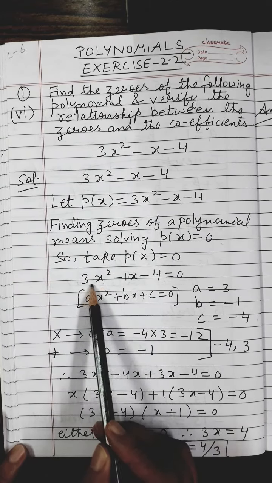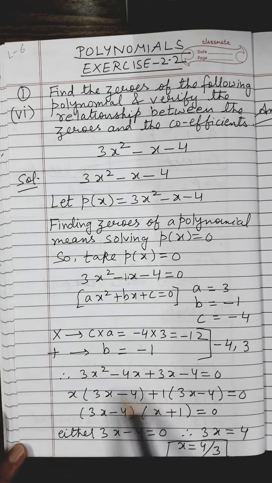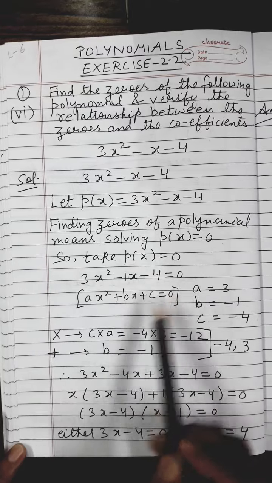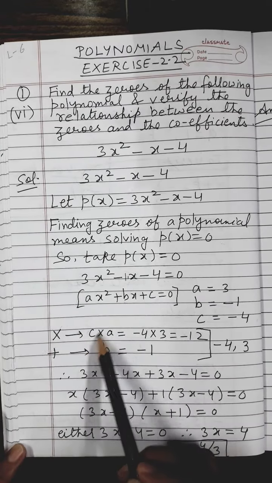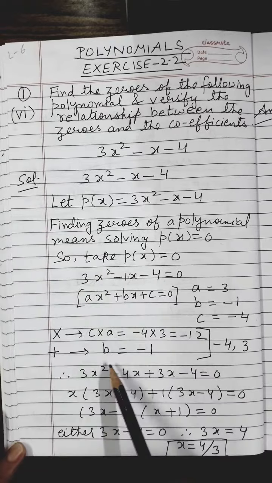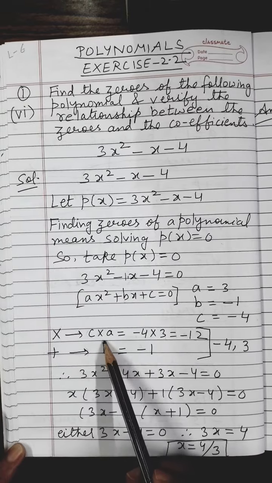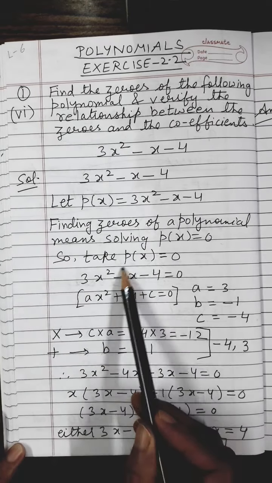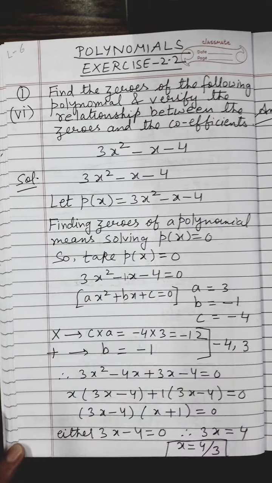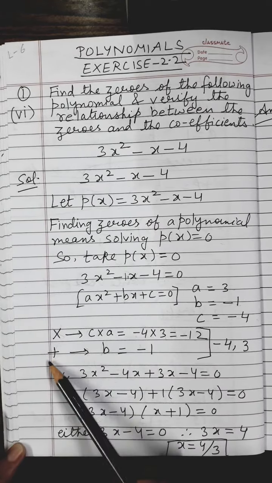So for solving it, I will have to do the middle term splitting of left side. So in middle term splitting, what do we do, children? You have already learned it in 9th standard. You have to look for two numbers whose product should be c into a. c into a means minus 4 into 3, which is minus 12. And the sum of the two numbers should be b. How much is b? Minus 1. Look here, b is minus 1. So we have to look for two numbers whose product should be minus 12 and whose sum should be minus 1.